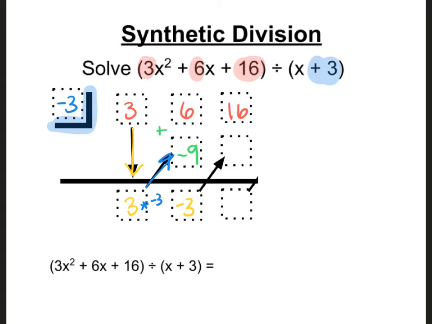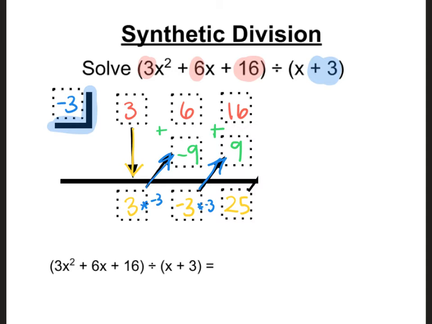And then we're going to repeat our process. So we're going to multiply by that number in the house, times negative 3. When I do that, negative 3 times negative 3, my answer is going to go here. I get positive 9. And again, we're going to add. So we're going to do 6 plus 9, which would give me 15. And that's going to be my final number here.